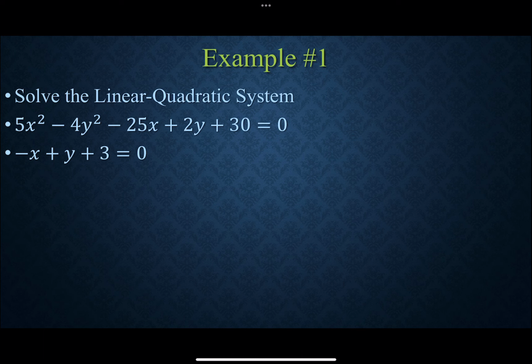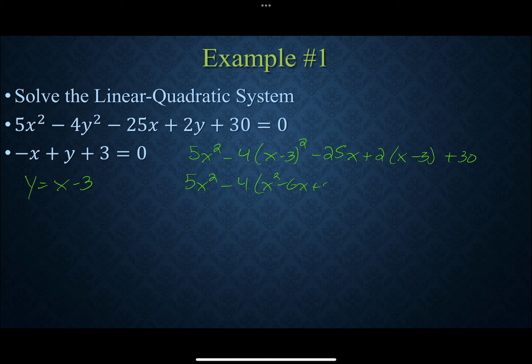So the linear equation, I'm probably going to isolate y first by adding x and subtracting 3. So y equals x minus 3. So I go ahead and fill that into the quadratic. We still have 5x squared, but it's minus 4 times (x minus 3) squared, minus 25x plus 2 times (x minus 3), and then plus 30. So we get 5x squared. This will FOIL out to be x squared minus 6x plus 9.